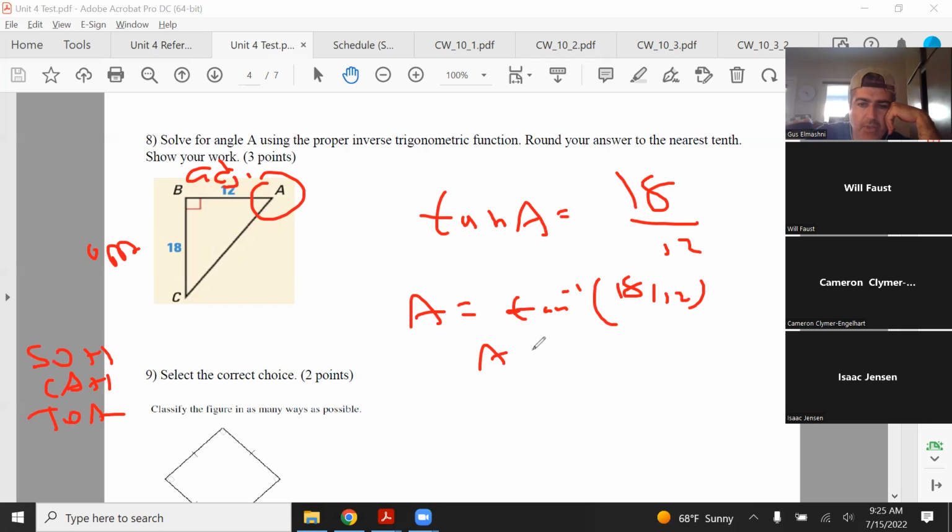And then just use your calculator. You should get 56.3 degrees. Okay. 56.3 degrees. So that's more trig.